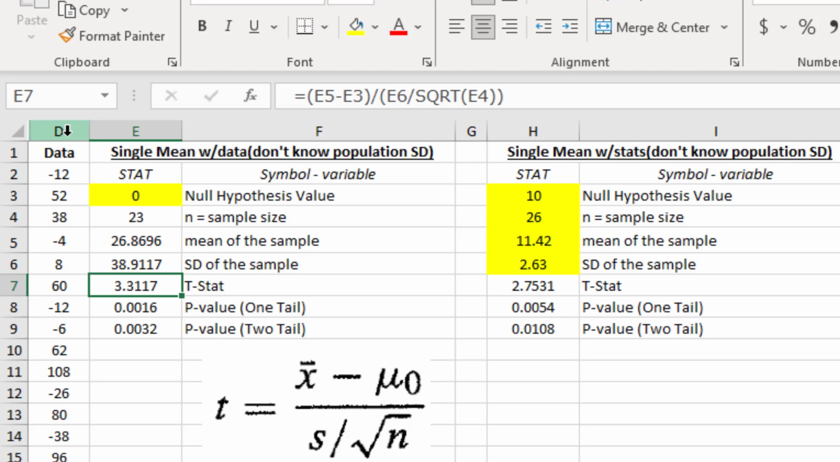Right? And that's everything. So that's how we can do both a single mean when we're given the statistics and when we are given raw data.